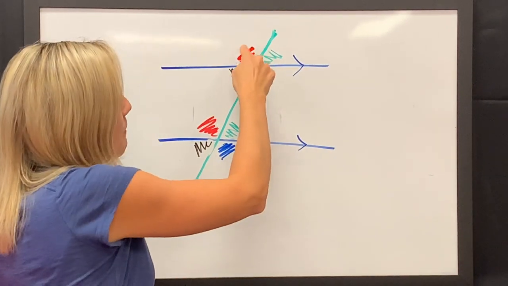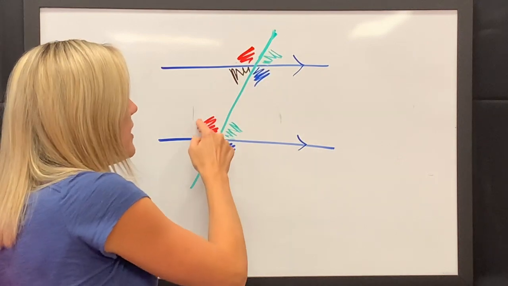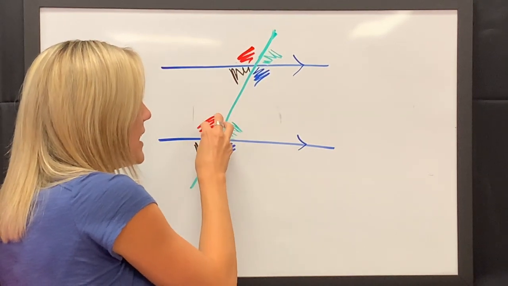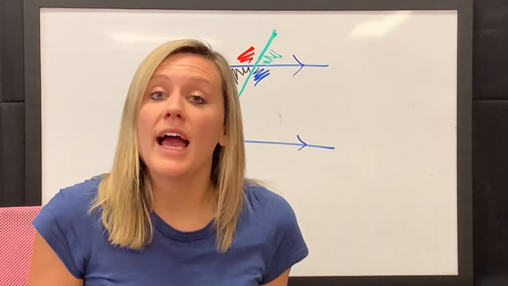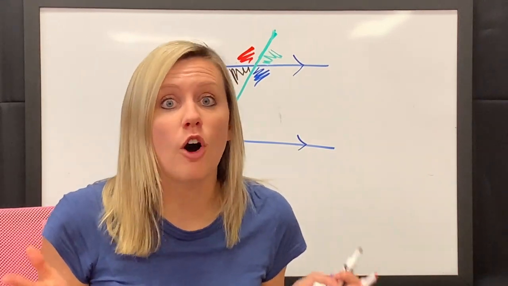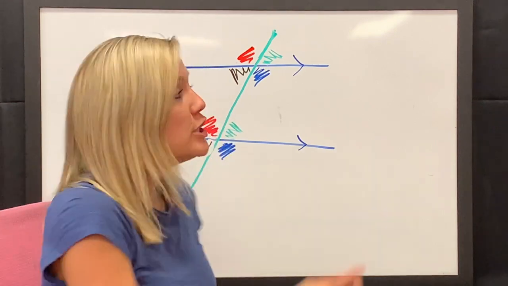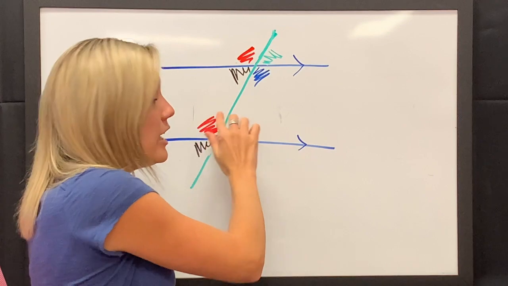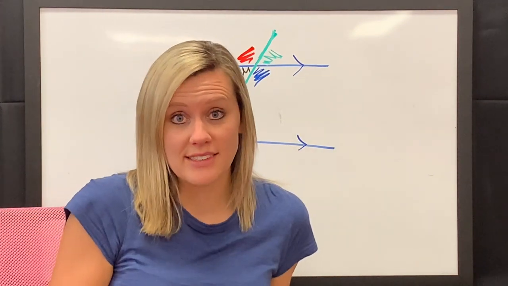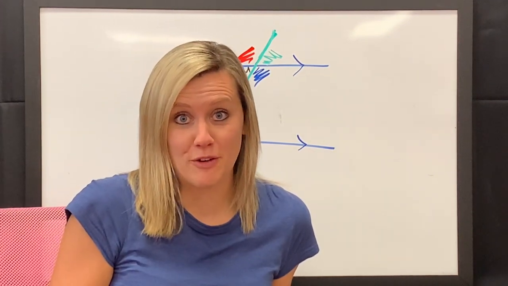So this is like the upper left angle, and this is the upper left angle of these angles. So it would be the ones that are perfectly on top of each other. And corresponding angles are always equal to each other. So if this angle right here was 100 degrees, this one right here would also be 100 degrees. Let's move on to the next vocabulary word.